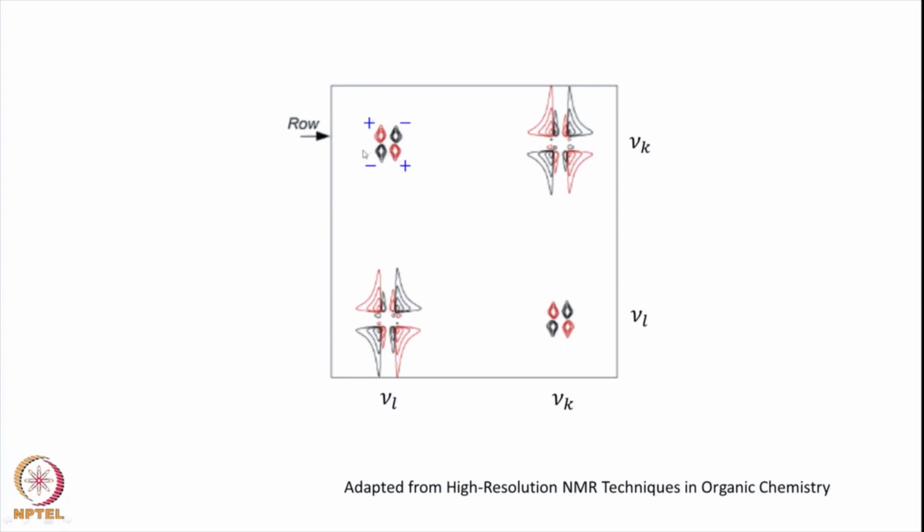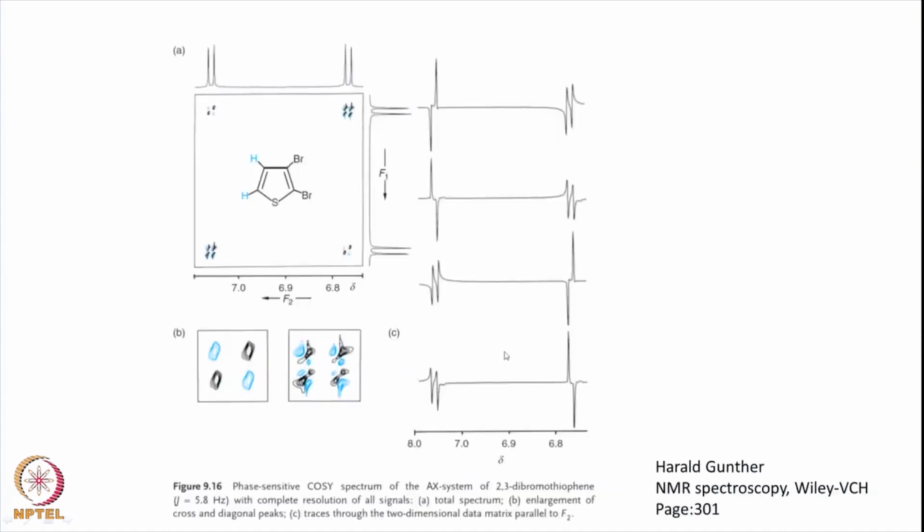So this comes from K spin, and similarly if you start from the L spin, again you will get 4 peaks in the cross peak fine structure. Now here is an experimental example. You can see this is the molecule we have. This is taken directly from the book by Harald Gunther, NMR Spectroscopy, Wiley-VCH. This one has 2 protons, and therefore this is an ideal AX spin system.